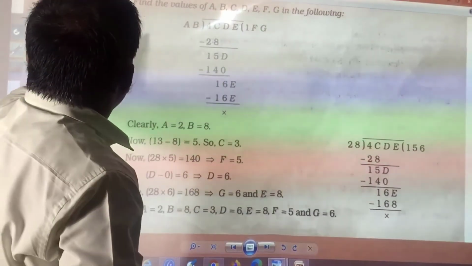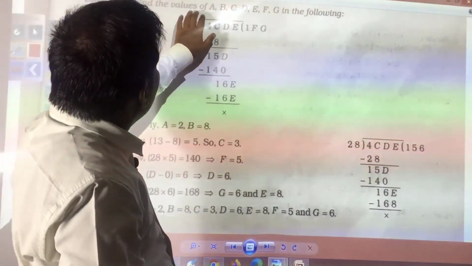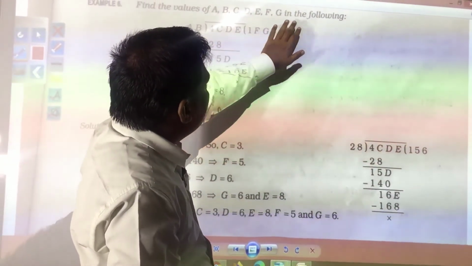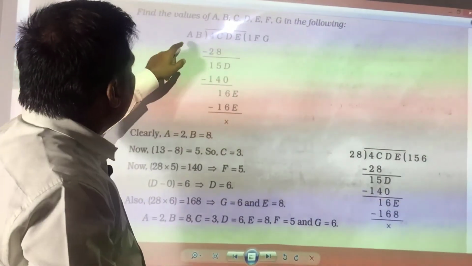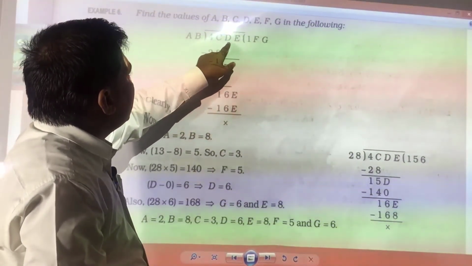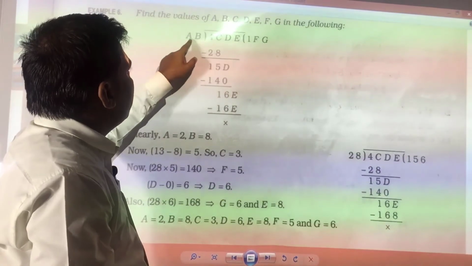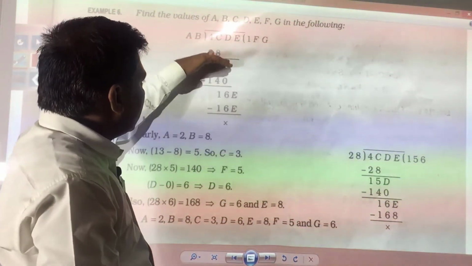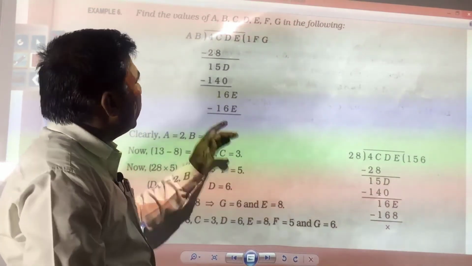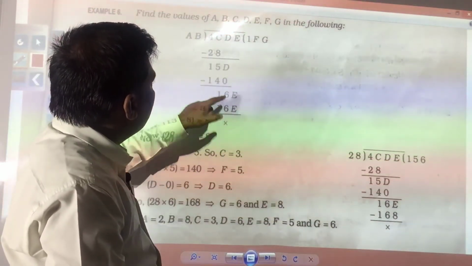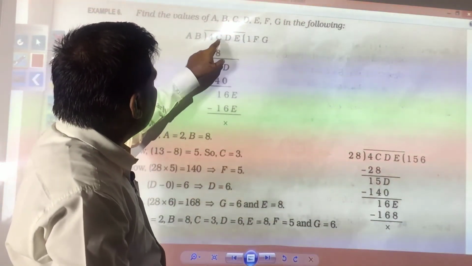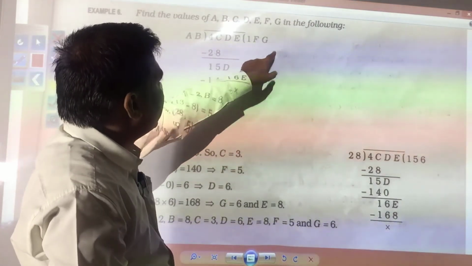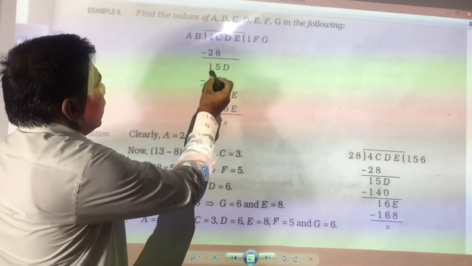Here you see, you need to find the values of A, B, C, D, E, F, G in the following. As it has been given, 4 C, D, E is required to be divided by A, B, and as quotient you have got 1 F, G. So, you need to find out A, B, and then C, D, E and F, G. So, how is it to be done?